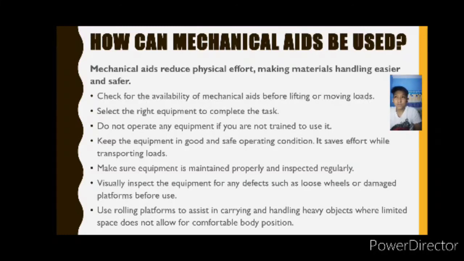Example dito ay yung pag nag-grocery tayo, may mga cart na mahirap itulak, 'di ba? Mas nag-struggle tayo, mas nahihirapan, mas napapatagal. Next, make sure equipment is maintained properly and inspected regularly. Next, visually inspect the equipment for any defects such as loose wheels or damaged platforms before use. Sabi ko nga kanina, katulad yung sa mga grocery store, yung mga cart nila, naging mahirap itulak, naging struggle gamitin.